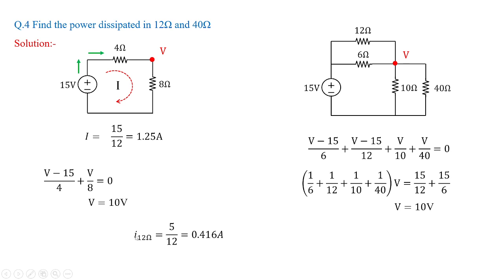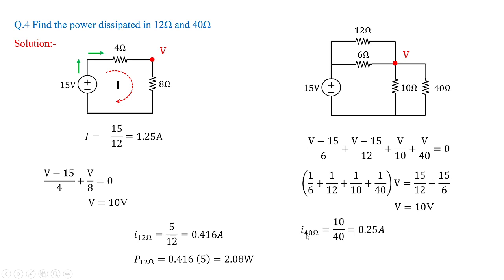Now let us calculate the current in 12 ohms, which is nothing but over here. So here you can see, here you have on left 15, on right you have 10. So difference of voltage is 5. So I12 will be nothing but, voltage in parallel remains the same, 5 by 12, which will give you the value of current as 0.416 amperes, and the power dissipated in this particular resistance would be 2.08 watts.